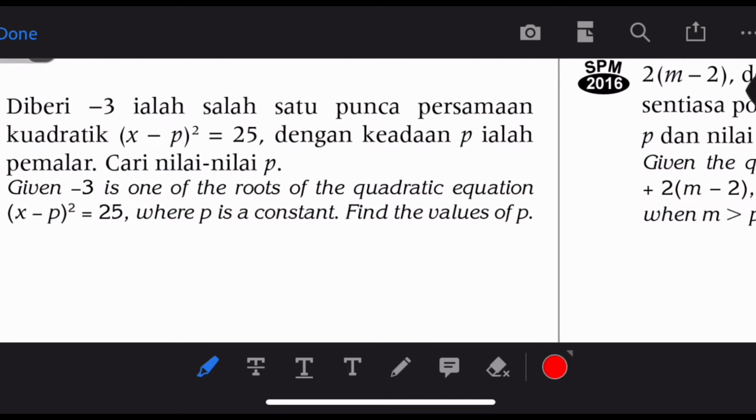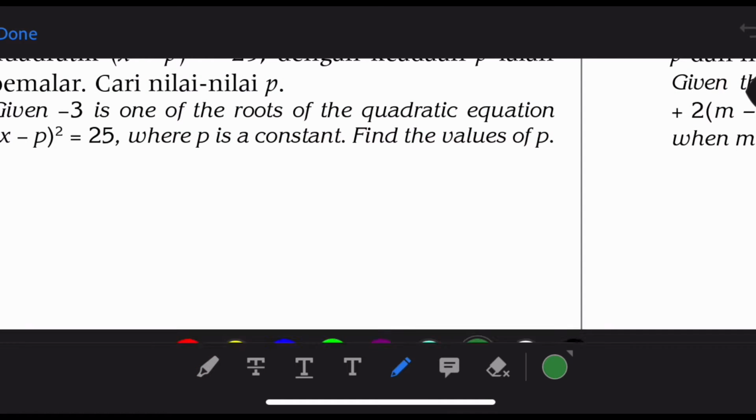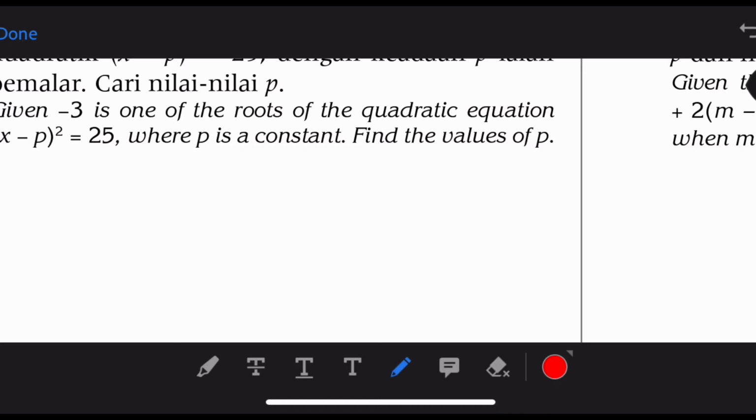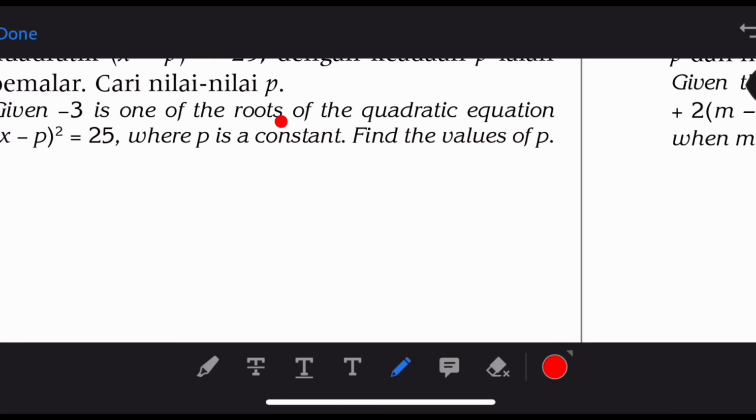So you see this question, given negative 3 is one of the roots. When you see the roots, it means what? The roots in a quadratic equation mean x, right? Instead of saying one of the roots is negative 3, I can write x is equal to negative 3 of the quadratic equation. That means the roots were given. So if you solve it, you will get one of the roots, which is negative 3.